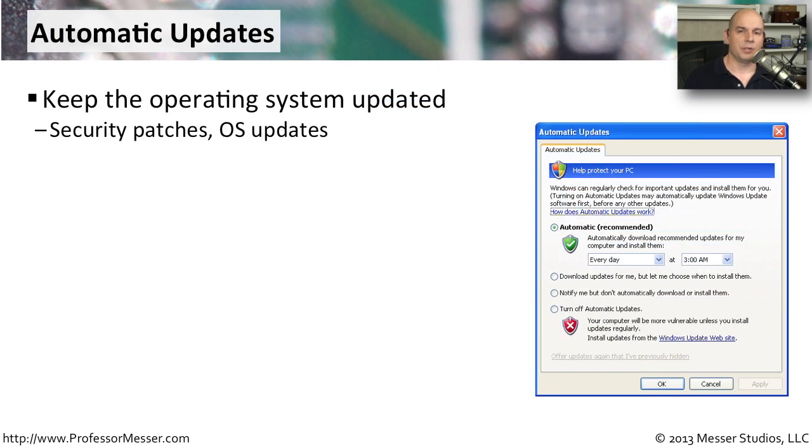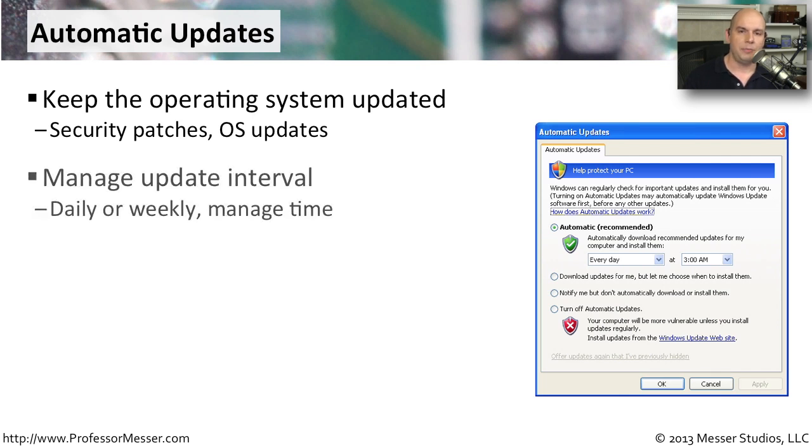Our operating systems are constantly being updated with new features and especially security updates. And inside of your Windows XP control panel, you'll see an option for automatic updates. You want to be sure to configure this so that your operating system stays up to date all the time. There's an option to configure the interval for this, so you can define exactly how often it's going to be downloading these updates. You can have it every day or every week. You can also manage exactly what time of the day this might occur.